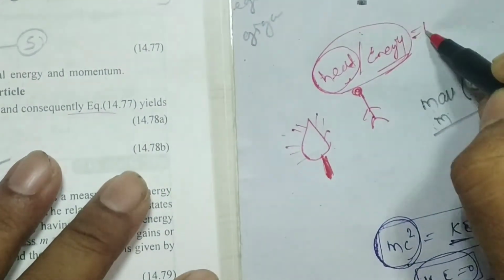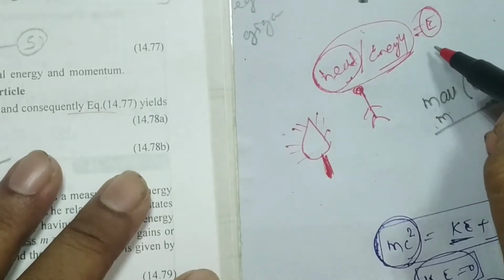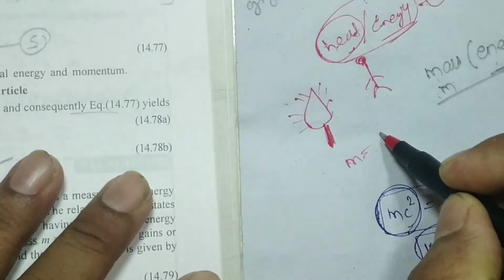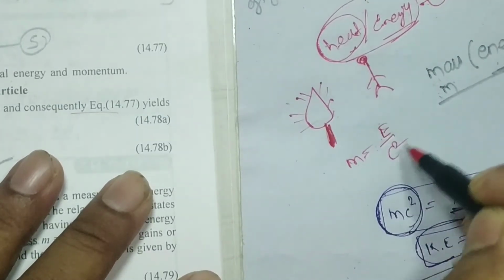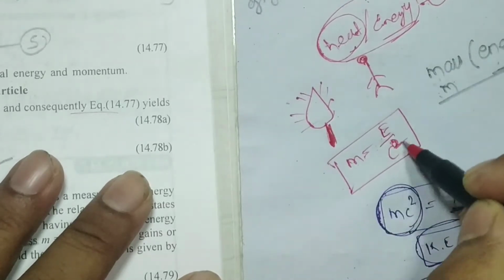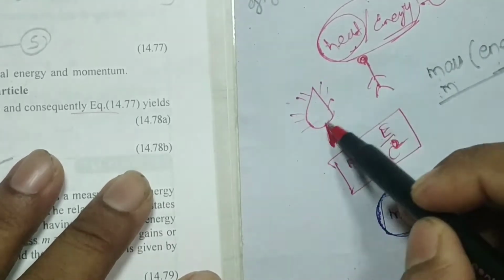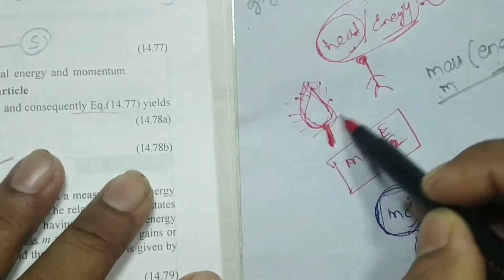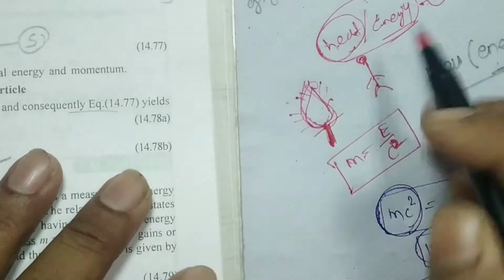Suppose you got E amount of energy, and how much mass you got? m is equal to E by c square, from E is equal to mc square. That much amount of mass you got from a burning candle or a burning stove nearby you. In that way we can also explain.